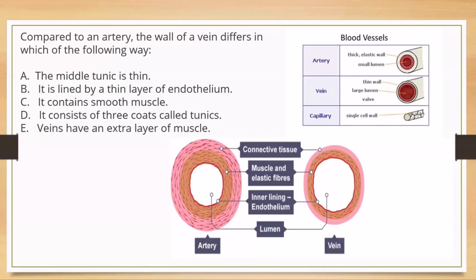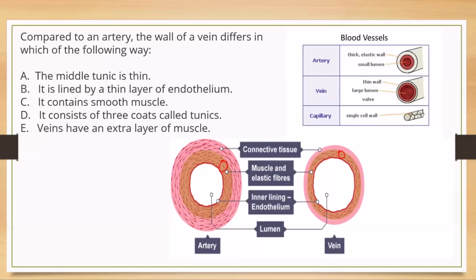Again, let's come back to the question. In which of the following ways are we going to compare the two? Option A is: the middle tunic is thin. In veins, of course, the middle layer is very thin. You can easily see it here. They are referring to this portion, which is very thick in the artery but very thin in the veins. So that will be our answer.